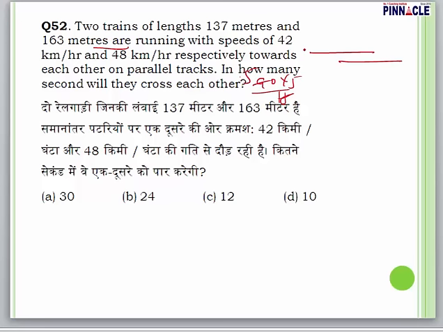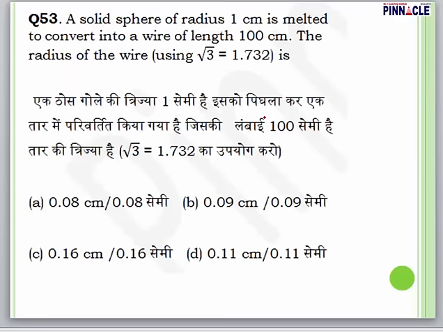25 meter per second is the speed, and the total distance would be the length of these two trains added, 137 plus 163, that is 300 meter. So distance total is 300 meter, speed is 25 meter per second. It means 12 seconds they will cross each other. Answer is 12.